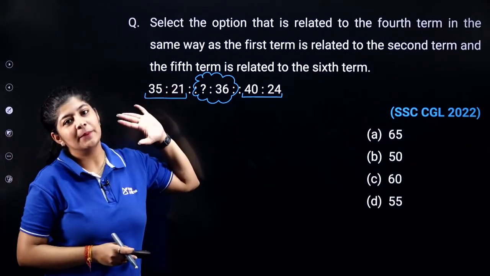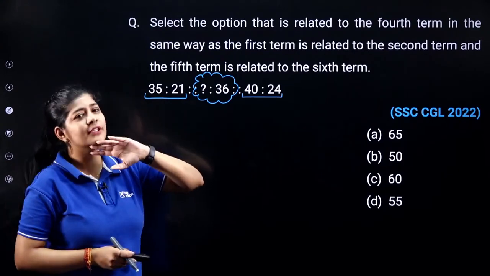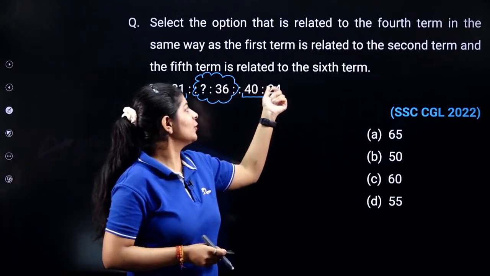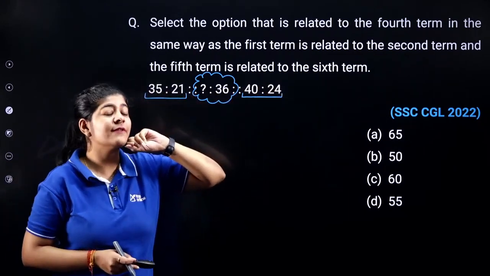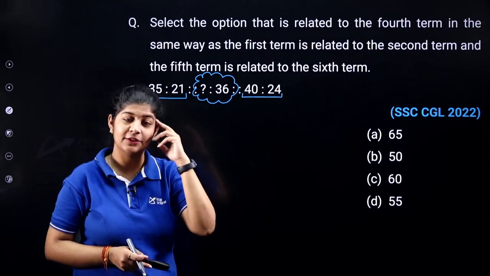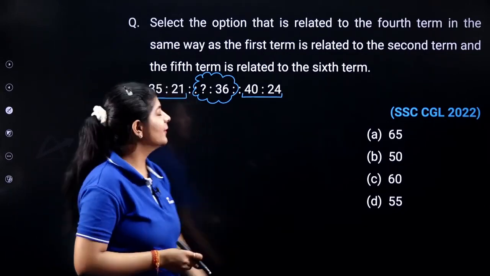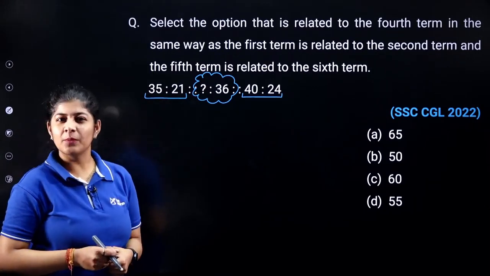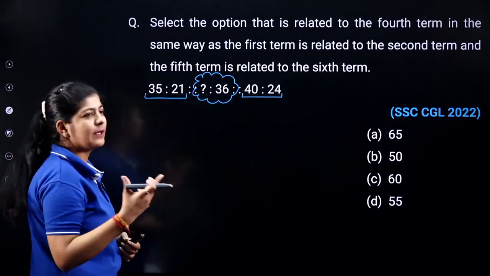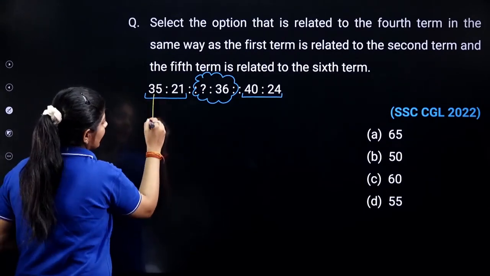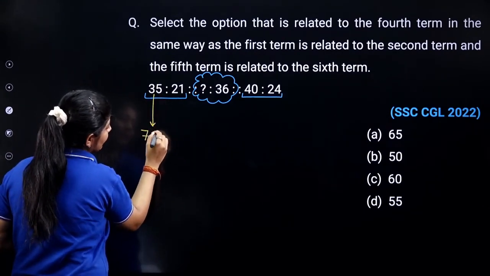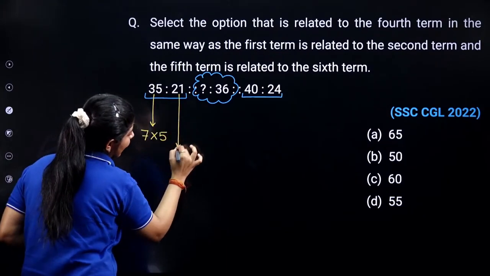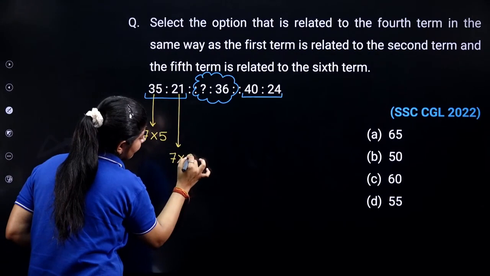35, 21. If I talk about the difference, it is 14, right? Here 40 and 24, the difference is not equal to 14. That means I need to think alternatively. Okay, this 35 and 21, I know that both are multiples of 7. I can break 35 as 7 multiplied by 5. Right? I can break 21 as 7 multiplied by 3.